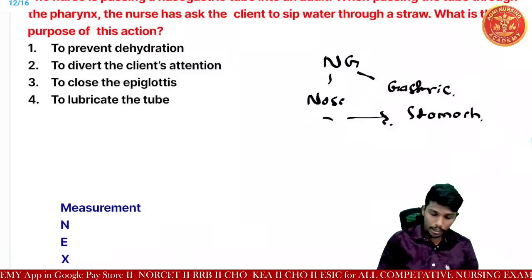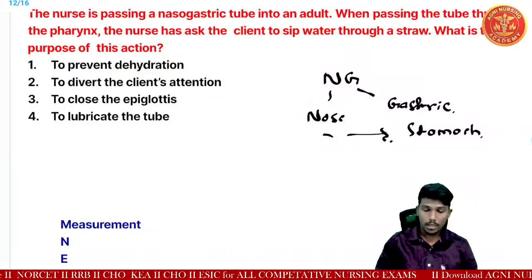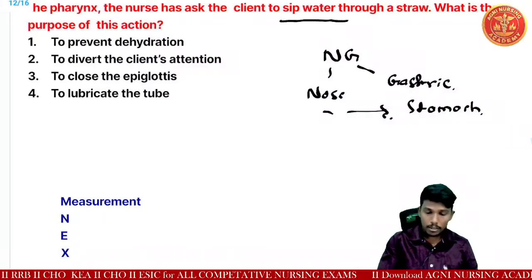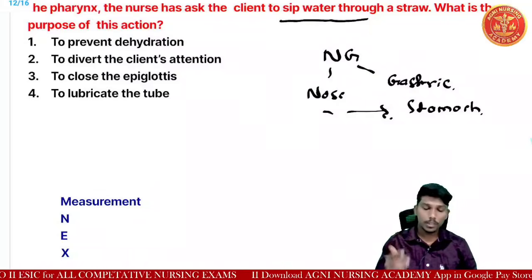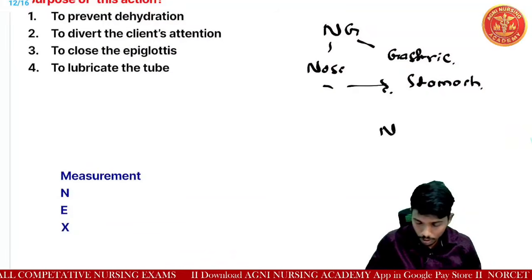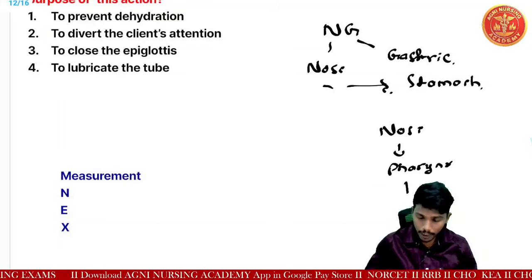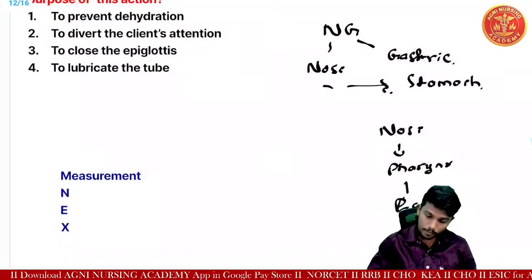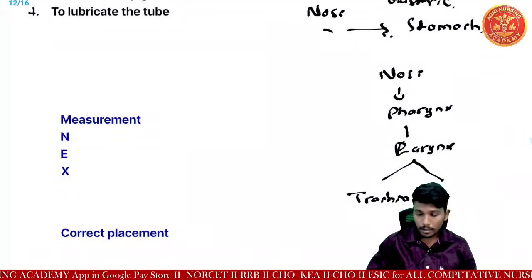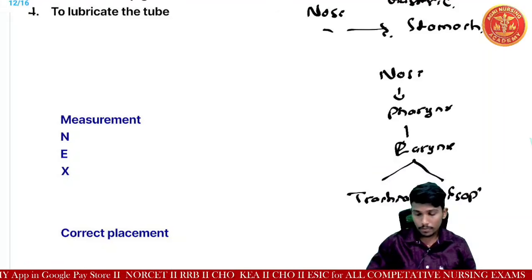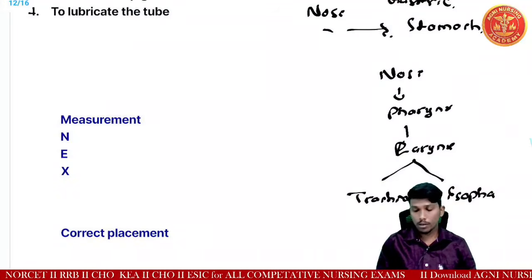Then while inserting the tube, she told the patient to take a sip of water. Why is she telling the sip of water? It means to swallow. While inserting the NG tube, she inserts the tube through the nose. Then after that comes the pharynx, and after that the larynx. After that it divides into two: here the trachea and here the esophagus. So we have to insert this NG tube into the esophagus, not the trachea.